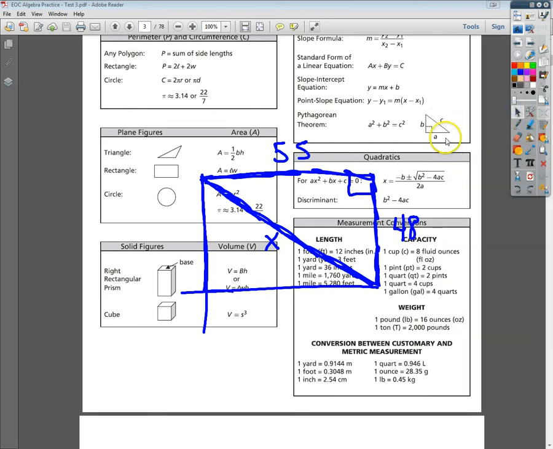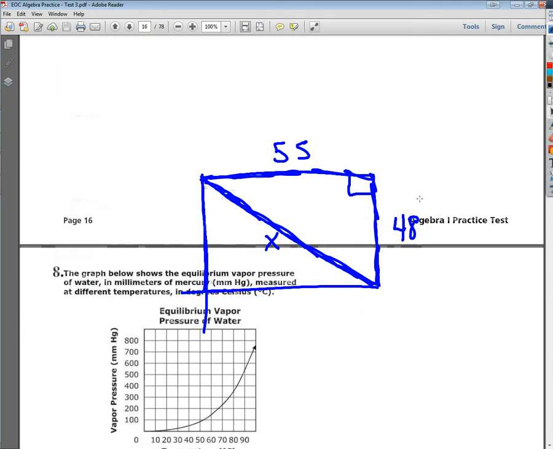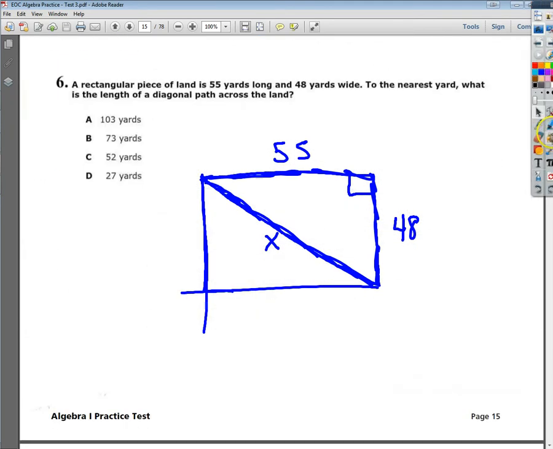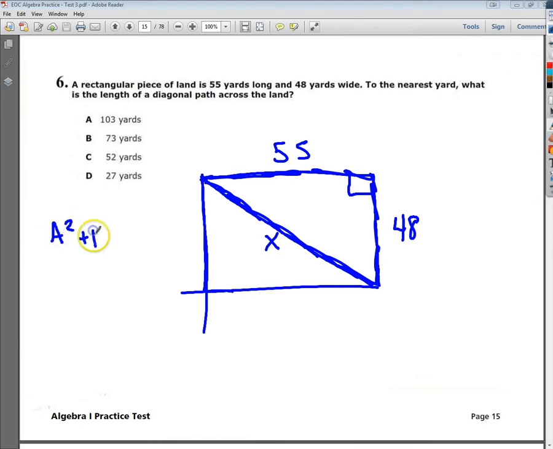So what I'm going to do from here is hopefully scroll back down to the question. I scrolled right past it, of course. So here it is. I'm going to write the Pythagorean theorem down: a squared plus b squared equals c squared. From here, I tend to touch the right angle to remind me which my sides are, a and b, so the 55 and the 48.